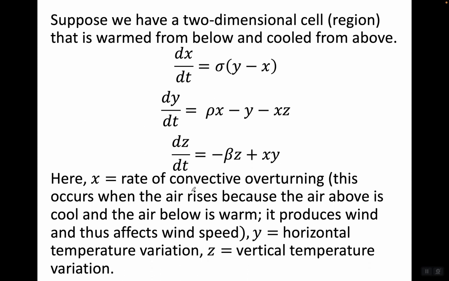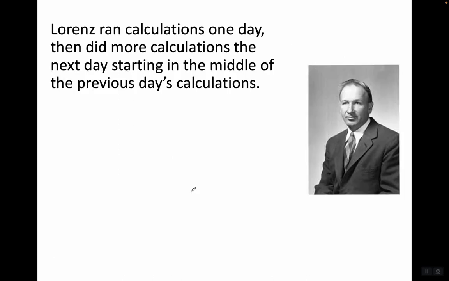Here x is the rate of convective overturning. This occurs when air rises because the air above is cool and the air below is warm. It produces wind and thus affects wind speed. y is the horizontal temperature variation, and z is the vertical temperature variation. This is a pretty simple model. We have much more sophisticated models nowadays, but this is just what he started with.